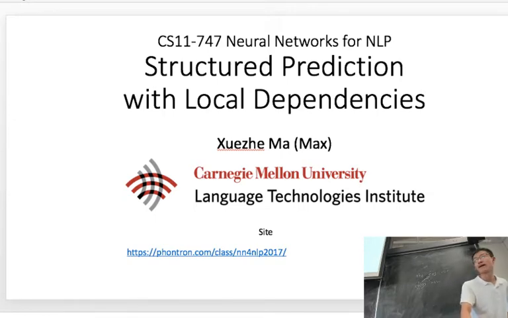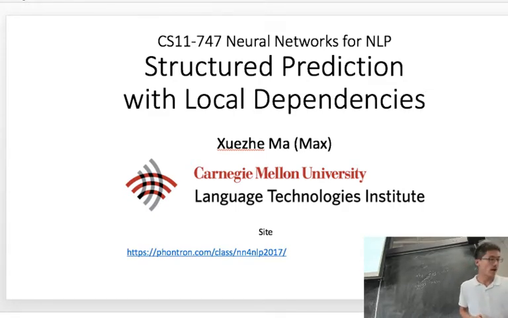Okay, hello everyone. I'm Max. In this class, I will introduce the structured prediction models with local independent assumptions. As mentioned in last class, sequence labeling is one of the typical structure prediction tasks. And today I will also use sequence labeling as our example task to introduce the models and methods. But I have to mention that the models and methods introduced in this class are not limited to sequence labeling. They can also be applied to other structure prediction tasks.